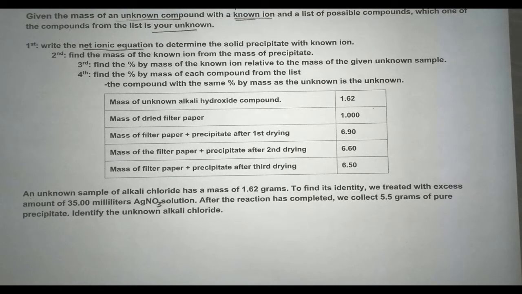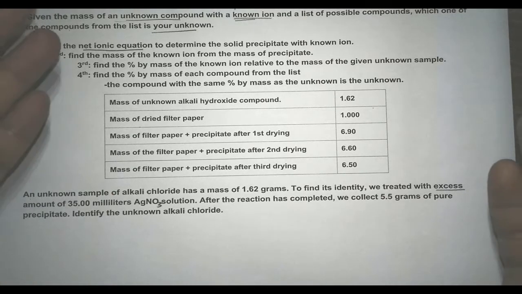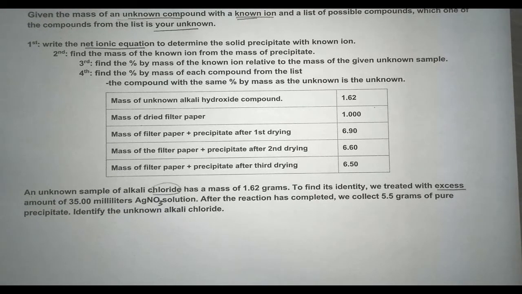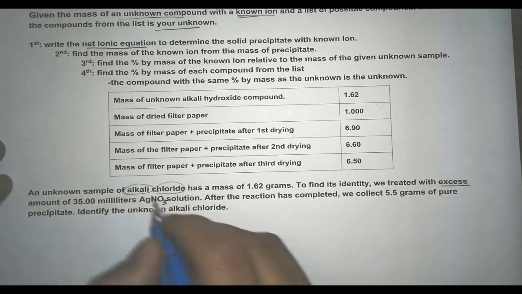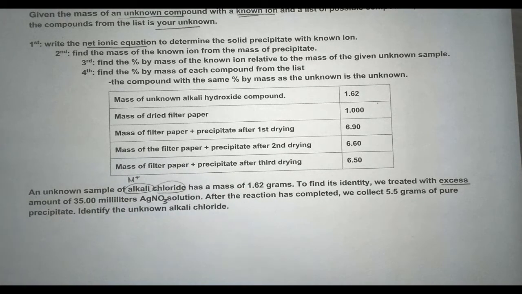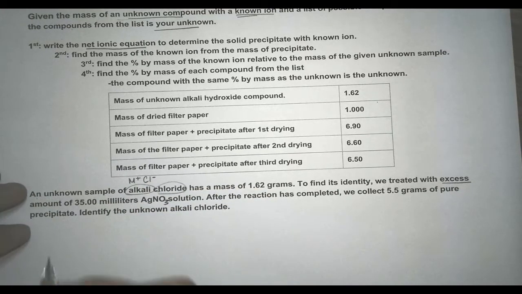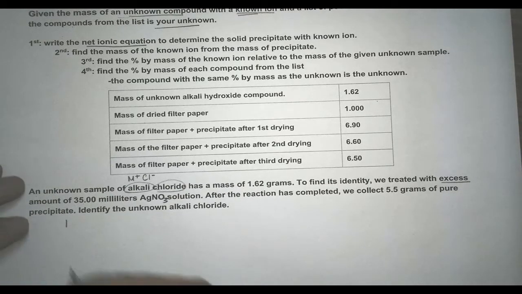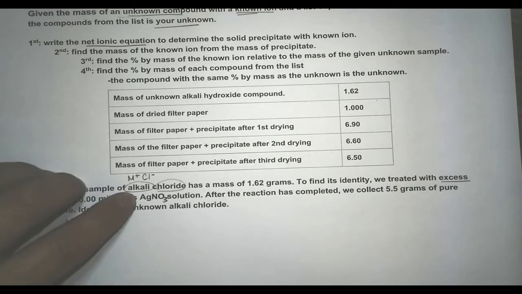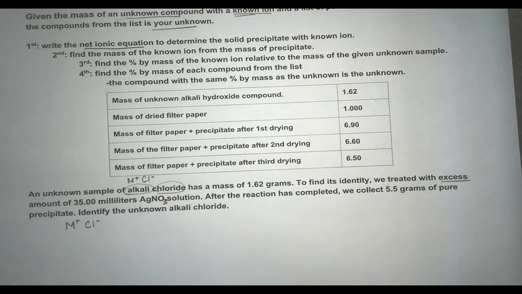So the way it works is that, first of all, the word excess means you are treating with an excess reactant, so that all the chloride ions will be completely reacted. We know alkali is in group 1A, so it's going to be an alkali metal with a charge of +1. Chloride has a minus charge. Any compound with an alkali metal will be soluble in aqueous solution.